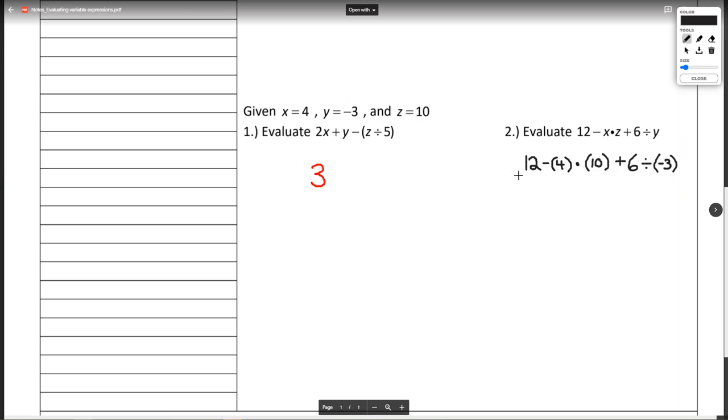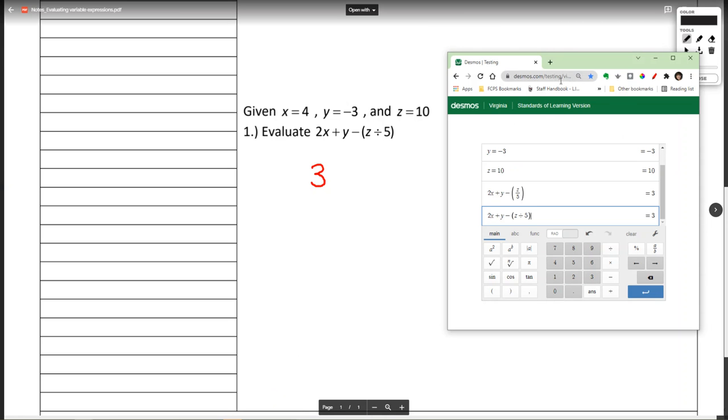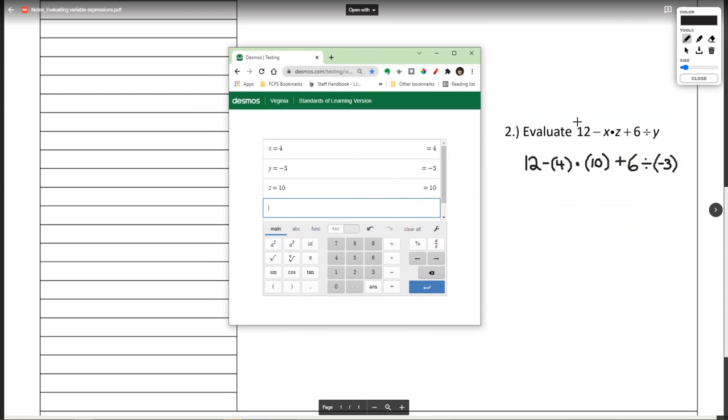So if we wanted to at this point, we can solve it using GEMDAS, or we can use Desmos. Okay. Let's look at how we would do this in Desmos. So in Desmos, we've already defined what x, y, and z are equal to. So now we can just put in a new expression. I'm going to clear the 2 expressions that I had before and put in the new one.